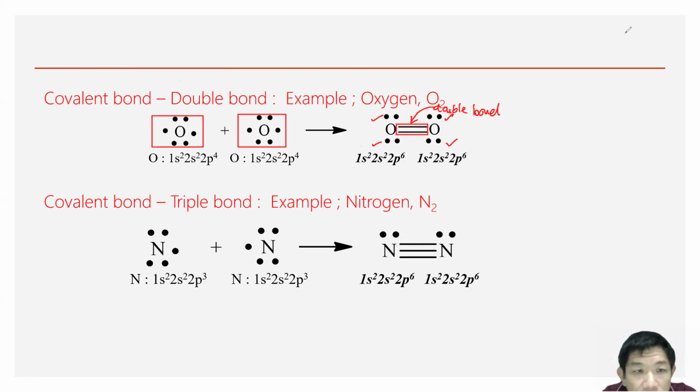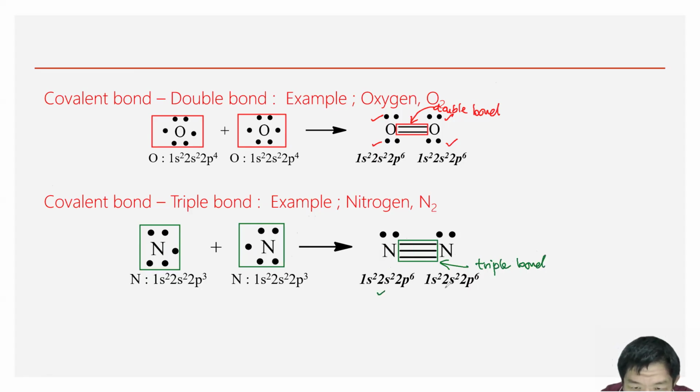After you form a double bond, you have the valence electron configuration of 2s2, 2p6 for both oxygen atoms. And last but not least, we have the example of a triple bond, exemplified by nitrogen, where nitrogen has the valence electron configuration of 2s2, 2p3. Each nitrogen shares three of its electrons to help each of them achieve octet configuration. So you share three electrons from each atom to form what we call a triple bond. After forming the triple bond, both have 1s2, 2s2, 2p6 configurations, which is an octet arrangement for both atoms.